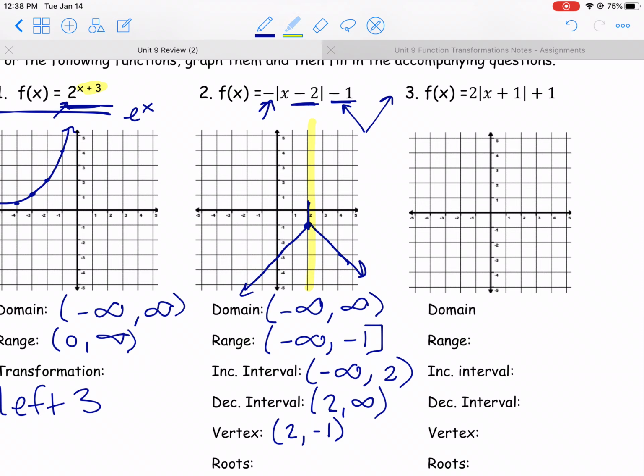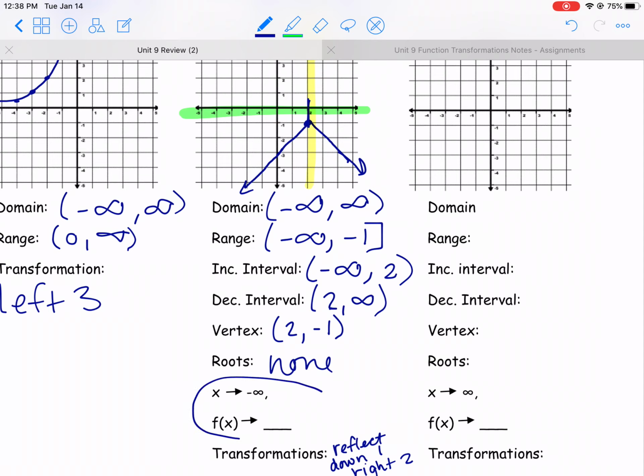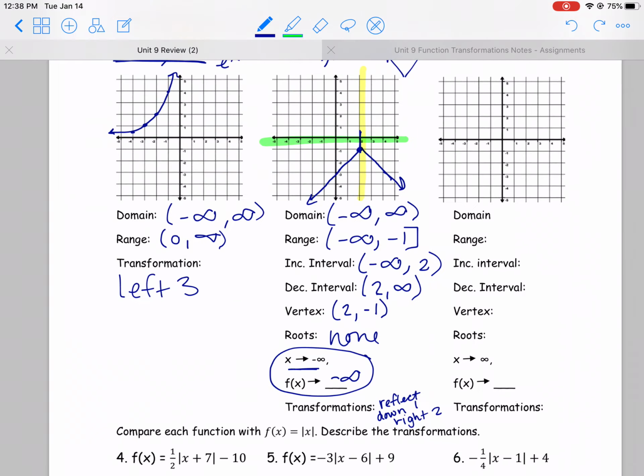Okay, roots. Roots are x-intercepts, and notice that this is not going to touch the x-axis anywhere. So the answer here is none. No roots. And then this is asking about end behavior. We have all this notation together. So this first line is saying, when you look to the left, where is the function going? As you go way far out to the left and look at the function, it's going way down. So it's headed to negative infinity. And it's actually doing that on this function if we look to the right or to the left. In both cases, it's going down to negative infinity.